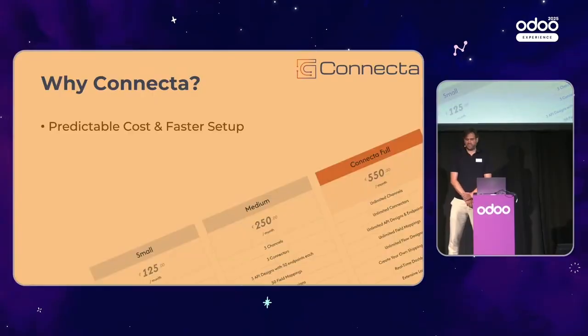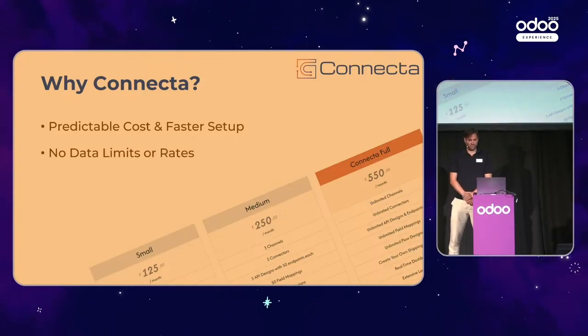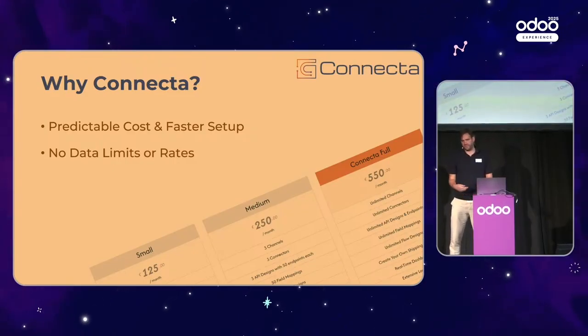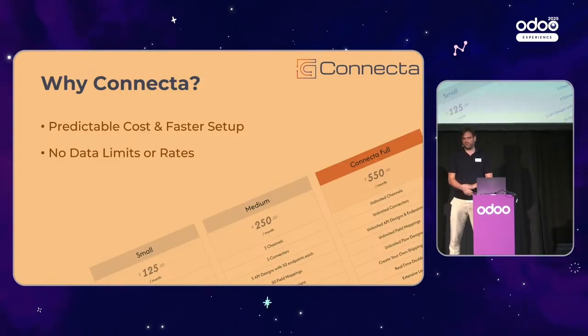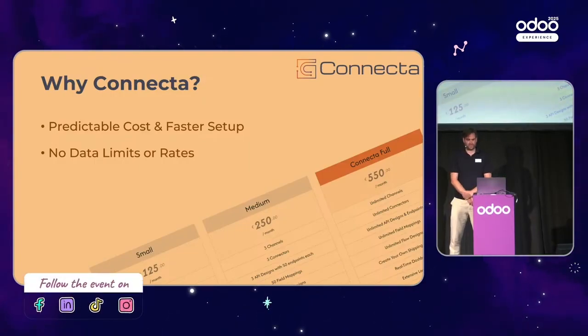Our pricing is predictable, and you have a much faster setup of everything related to building connections. And you don't have any data limits or rating. There is a step-based licensing. So you start with 1 connection, you can build to 3 connections, and eventually you have the unlimited license, where you can just go full out with 20, 30 connections.